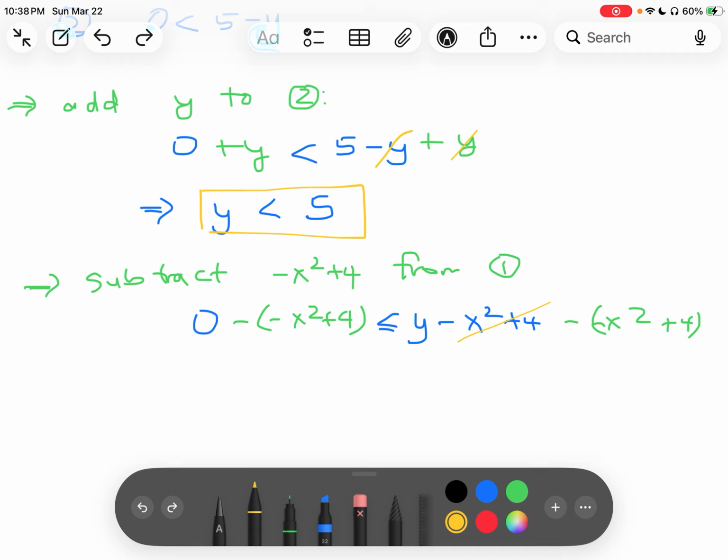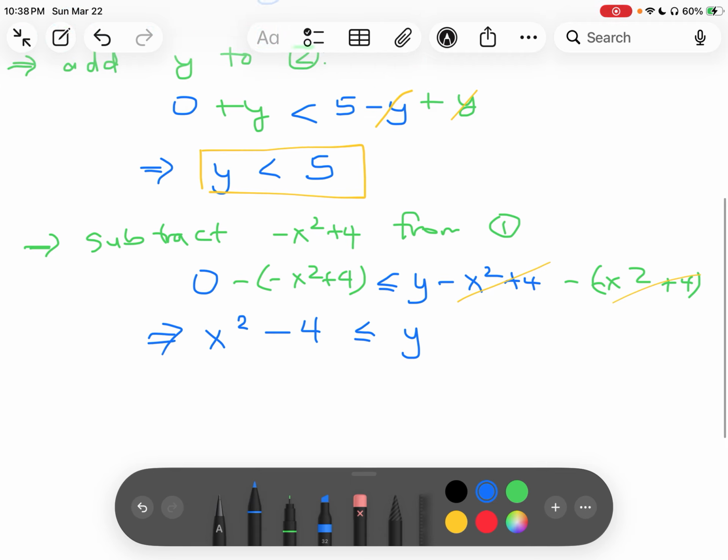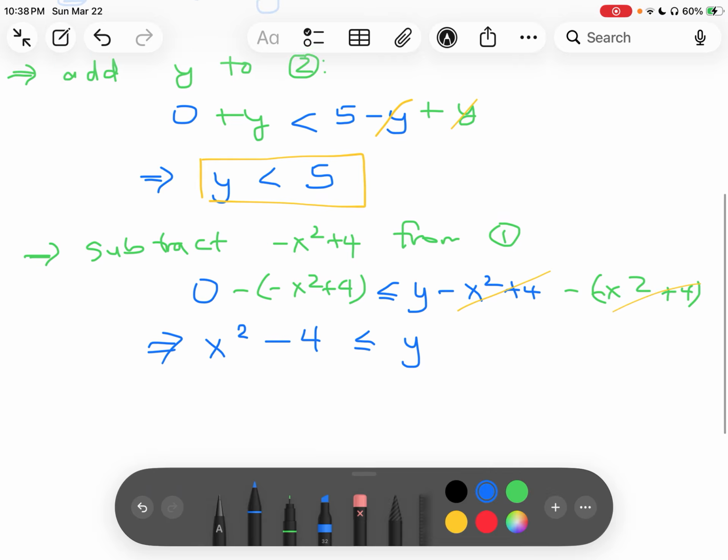Okay, so expanding and simplifying, we have x squared minus 4 is less than or equal to y, right? And then we know that this whole thing is less than 5, right? So here we have x squared minus 4 is less than or equal to y, and this whole thing is less than 5. Okay.